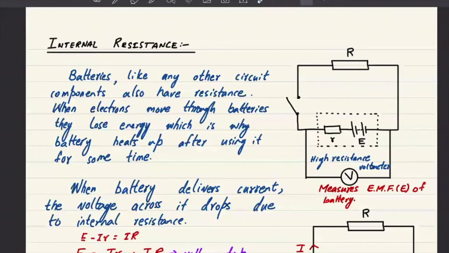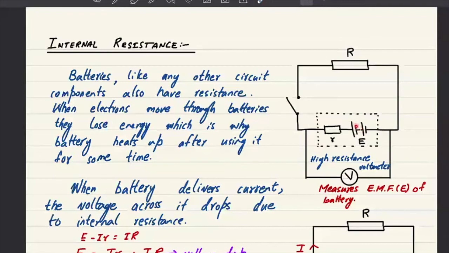So despite the fact that inside the battery there are chemical reactions taking place to provide energy to electrons, electrons need to flow through these batteries as well. And when electrons flow through these batteries, they will lose some energy inside the batteries. And you have a very good evidence of that.